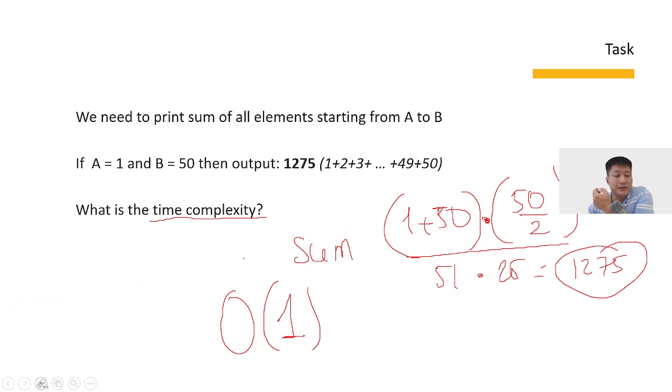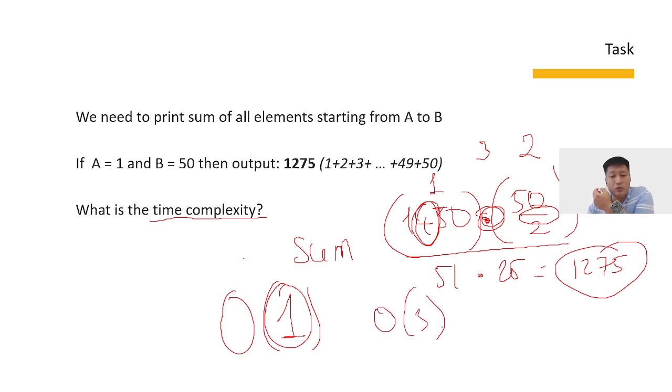Someone can say something like, here we have plus, it's one operation. Here we have division, it's second operation. Here we have multiplication, it's third operation. Why do you say one? It should be something like O3 or O4, etc.